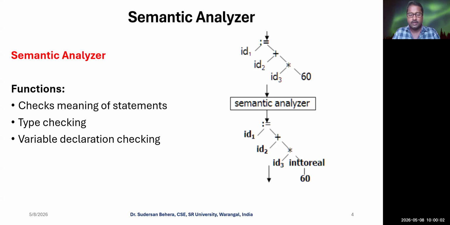So it also checks variable declaration and type checking. Just now I gave that example based on the type. Type mismatch, variable declaration. Sometimes you may declare a variable multiple times. Int a equals to 5, within the same scope, int a equals to 10.